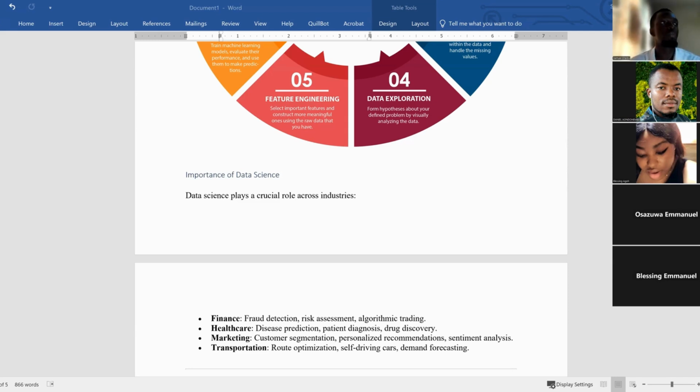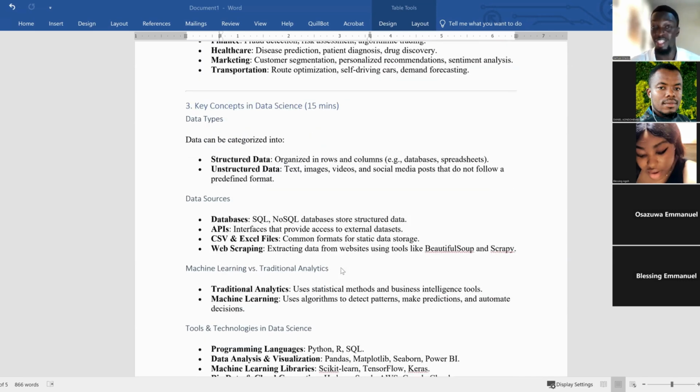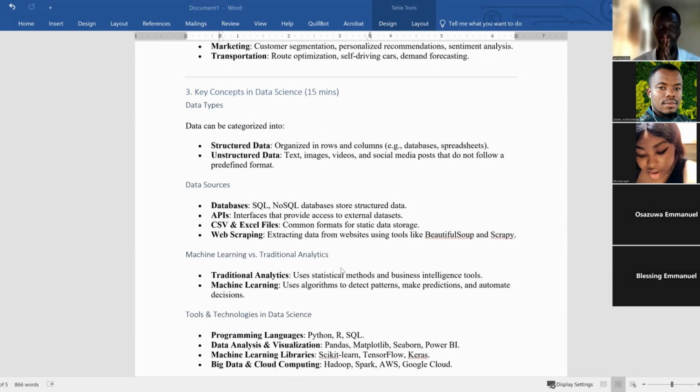All right guys, let's move to types of data. This is very important, because in the data science space, in the data industry generally, we work on different types of data. The data could be structured and could be unstructured. So the question now is, what are structured data and what are unstructured data?